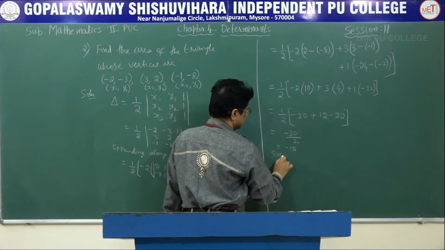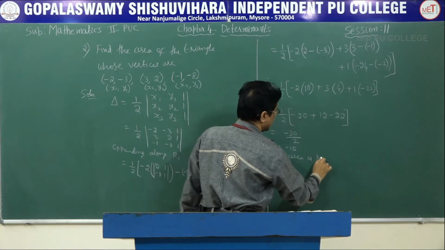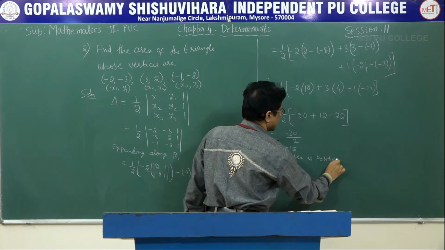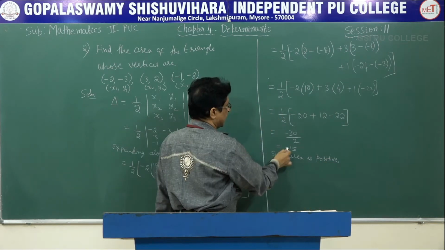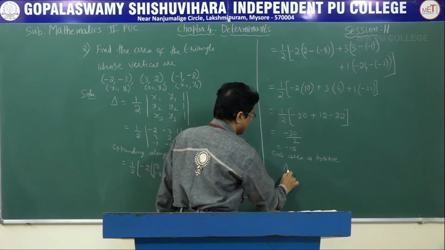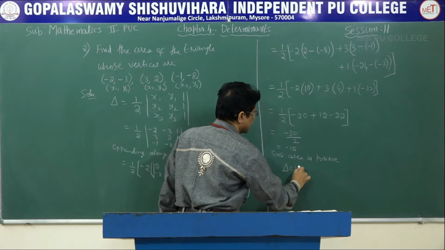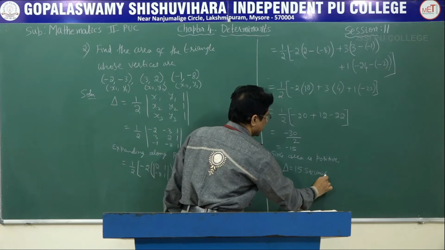Since area is positive, we reject the negative sign and consider that the area of the triangle is equal to 15 square units.